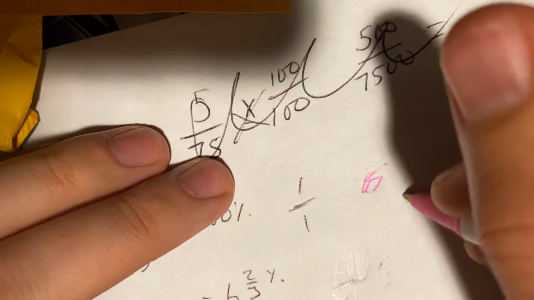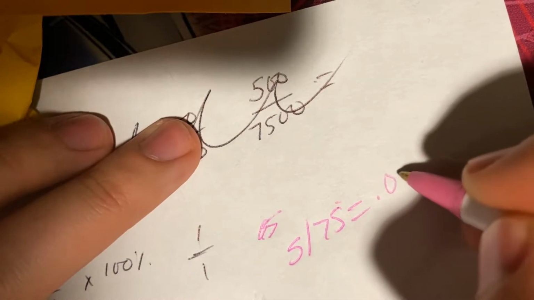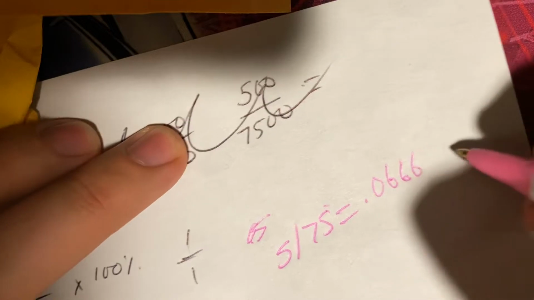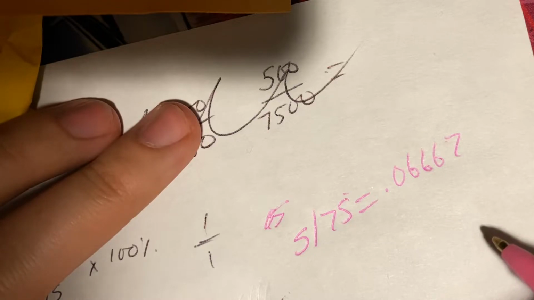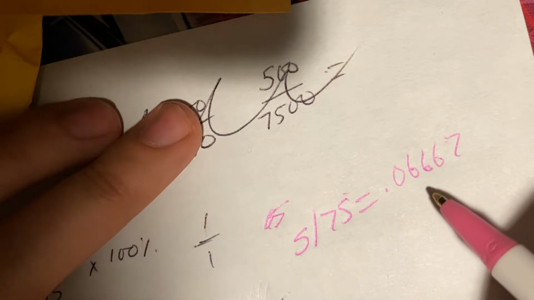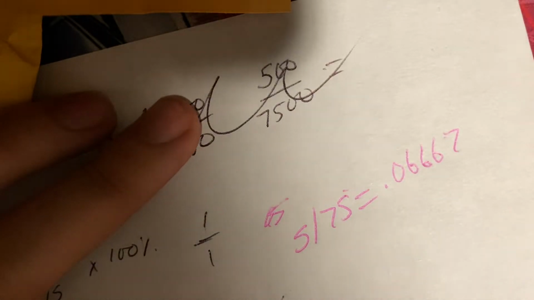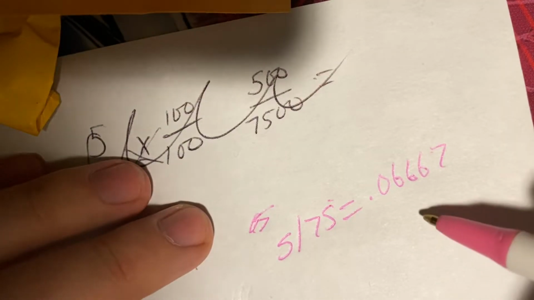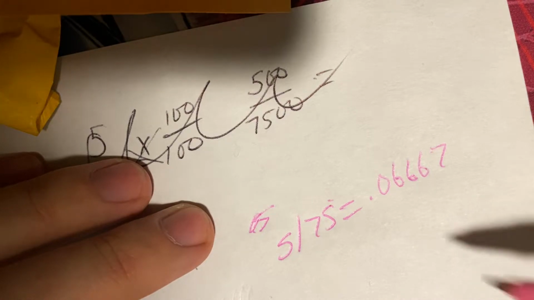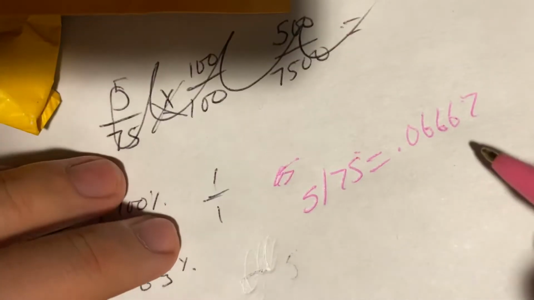Okay. So you take 5 divided by 75, put that in a calculator. That's going to equal 0.0666 repeating, or 7 repeating or whatever. And we all know that just means 2/3, because if you use a calculator enough, that's just what you innately know. Like 1 divided by 3 is 0.33 repeating, 2 divided by 3 is 0.666 repeating, and 3 divided by 3 is equal to 1.